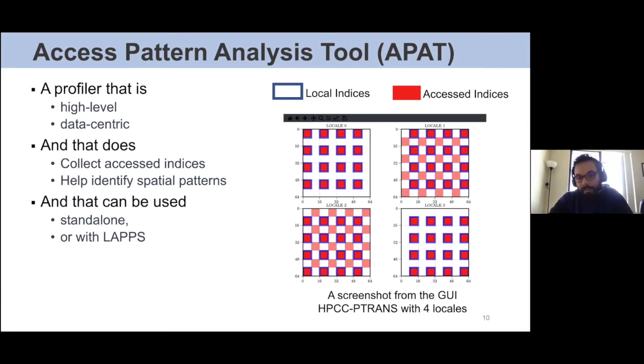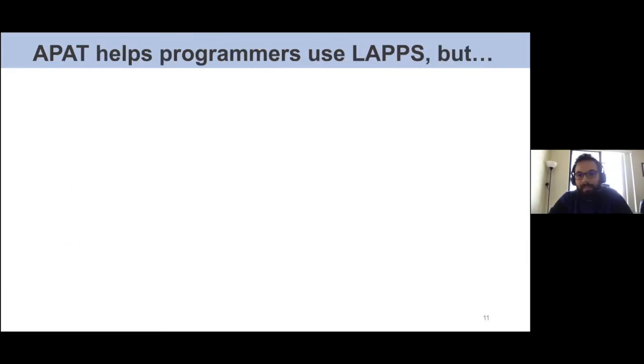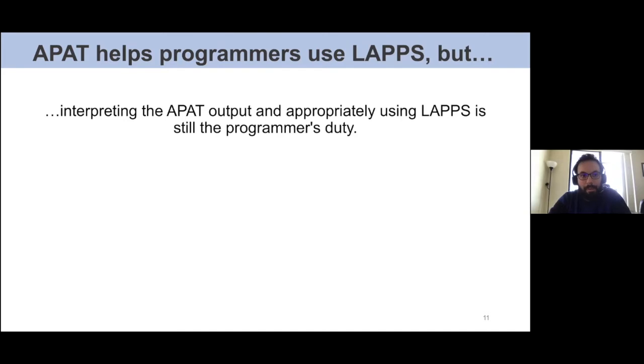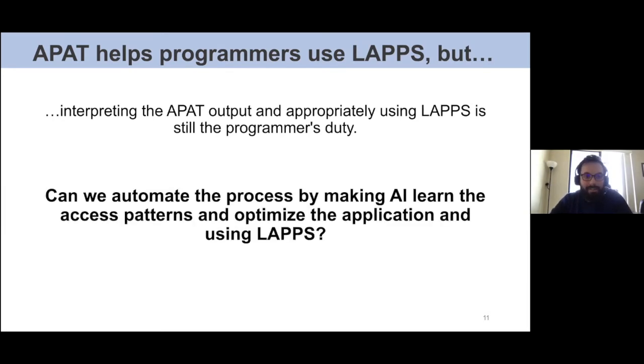So APAT is a step towards making programmers' life easier, but it doesn't take it all the way, right? Because interpreting the output from APAT and using LAPS appropriately is still a significant amount of work, and it still requires a significant amount of expertise in the field. So the next and final question that we ask is, can we automate this process by making an AI model learn these access patterns and optimize the application using LAPS? Because recall that LAPS separates application and performance concerns.